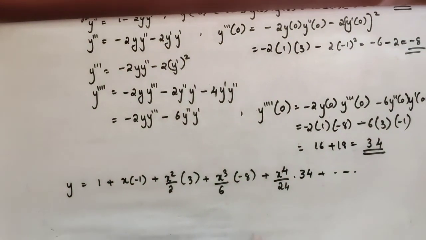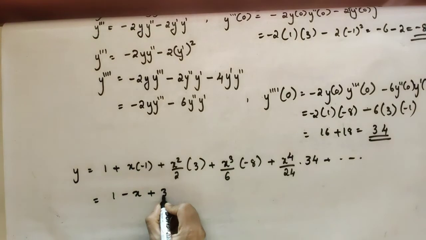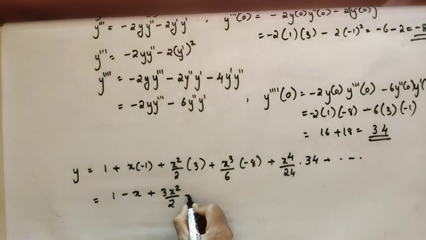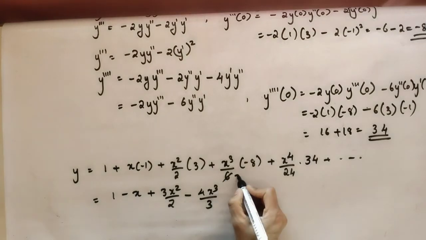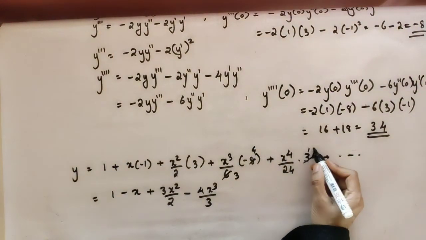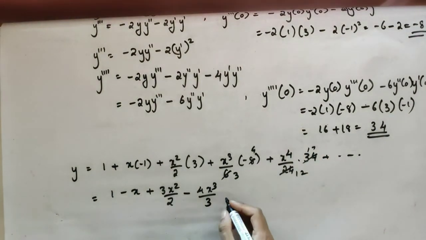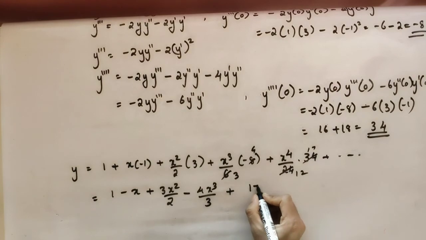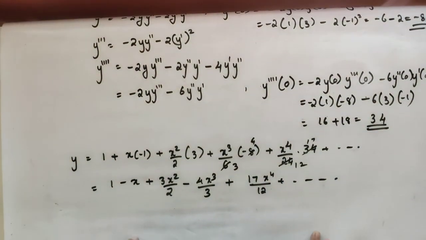Okay. Now this will be equal to 1 minus x plus 3x square by 2 minus 4x cube by 3. You simplify this. 3, 4 over here. Similarly here, 17 you will get. Here you will get 12. Okay. So plus 17 x to the power 4 by 12 plus so on. Okay, this is what you get.